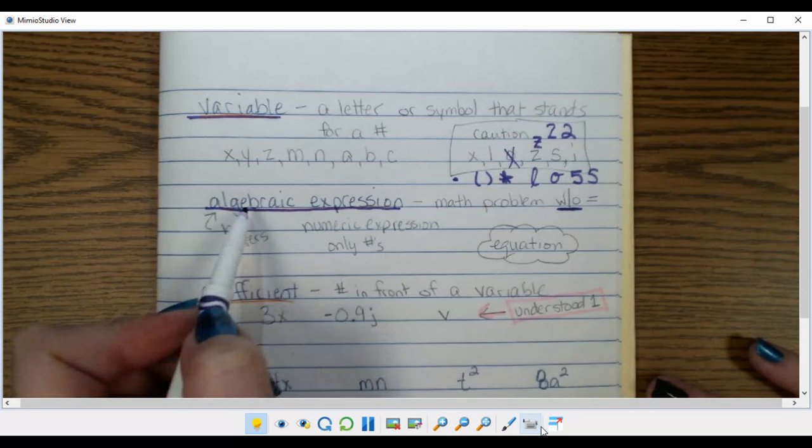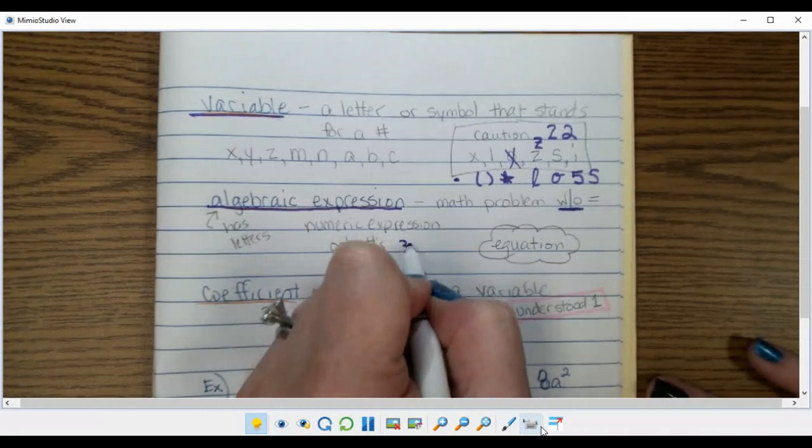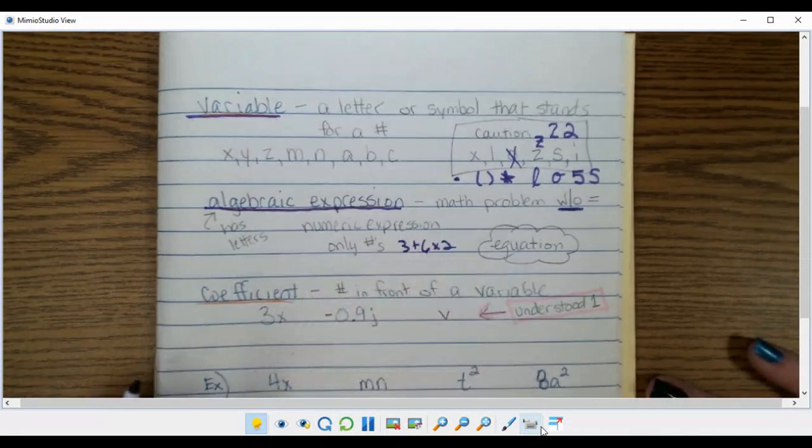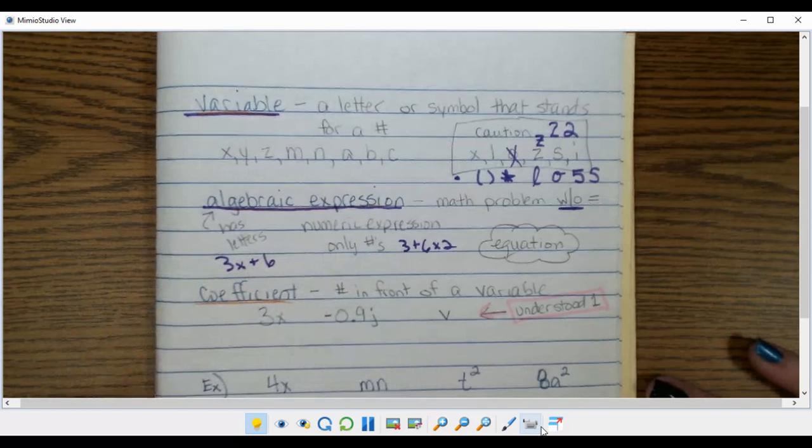Now, there are algebraic expressions and there are numeric expressions. Numeric is when there's only numbers. So like 3 plus 6 times 2, that is a numeric expression. It's all numbers, numeric, and it does not have an equal sign, expression. An algebraic expression has letters. 3x plus 6 does not have an equal sign, so it's an expression, and it does have a variable, so it's an algebraic expression.